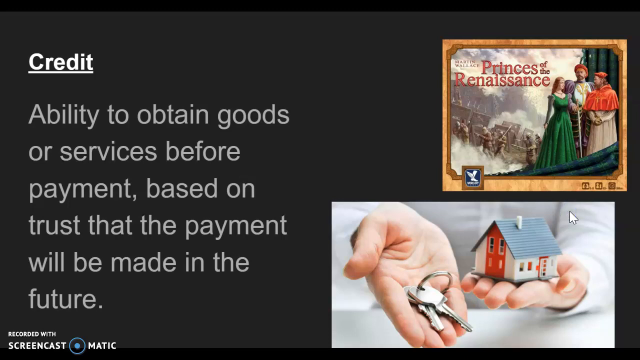Okay, cool. So first we have credit. I already alluded to this previously, but credit, pretty simple. It's the ability to obtain goods or services before payment, such as those princes of the Renaissance. This is just a board game I found. It's based on trust that the payment will be made in the future. So yes, we know the princes of the Renaissance. Again, I said the princes were able to obtain services such as soldiers to fight and defeat other princes of the Renaissance prior to having to actually pay for them. They had a huge advantage, right?